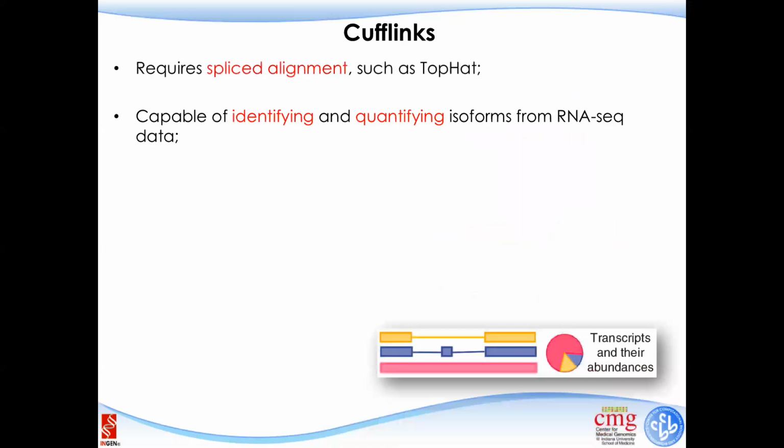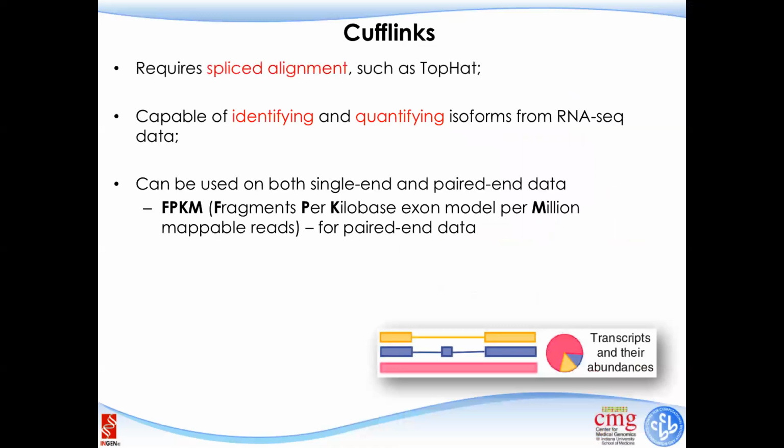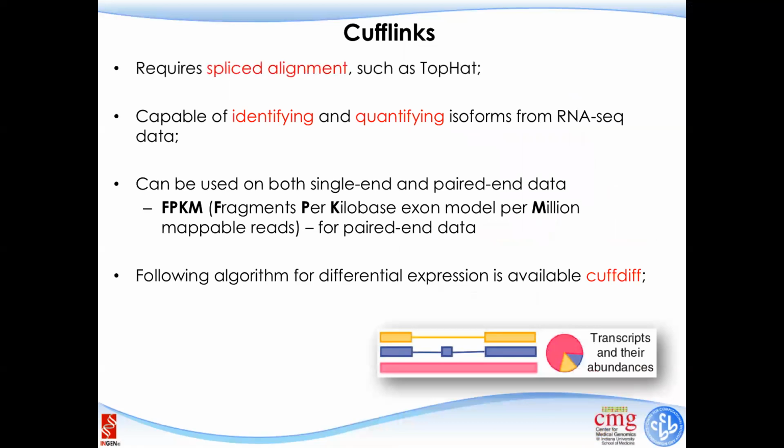And here are some characteristics of Cufflinks. It requires spliced alignment, such as TopHat, and is capable of identifying and quantifying isoforms from RNA-Seq data, and can be used on both single-end and paired-end data. There is also a follow-up algorithm for differential expression testing named CuffDiff, and it is open source software.